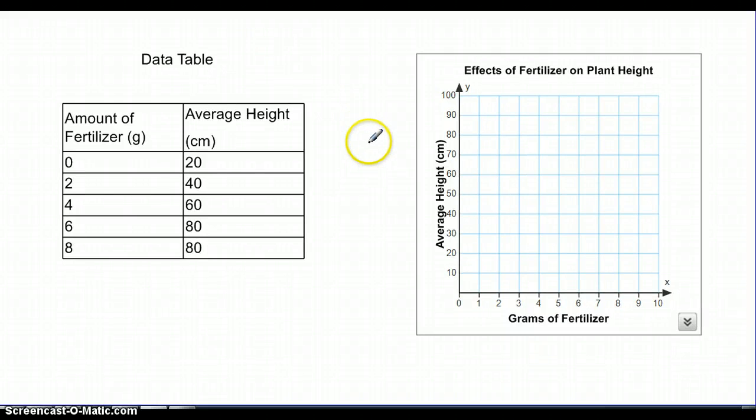Now I'm going to insert my data points. So at 0, we have a height of 20. At 2 grams of fertilizer, we have a height of 40. At 4 grams of fertilizer, we have a height of 60. At 6 grams of fertilizer, we have a height of 80. And at 8 grams of fertilizer, we also, once again, have a height of 80.